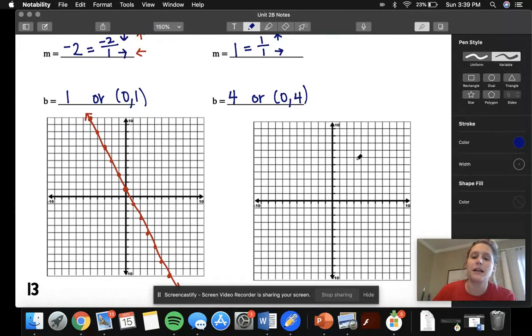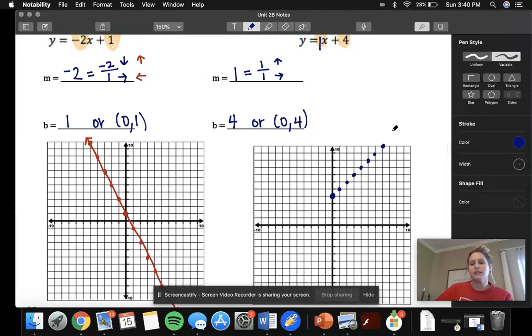After we've identified, we are ready to graph this. So we are going to begin on our y-axis, at 4, or you can just plot 0, 4. Now I put my pencil where I'm beginning, and I'm going to use my slope to plot more points. I'm going to go up 1, right 1, up 1, right 1, up 1, right 1. And I'm just going to keep following that pattern all across the entire graph.